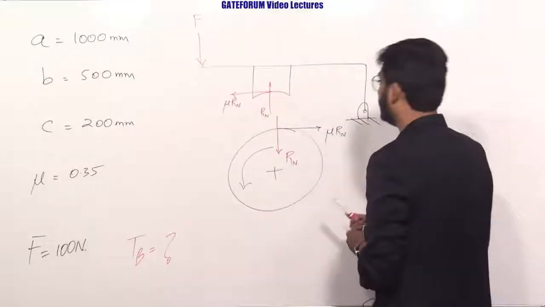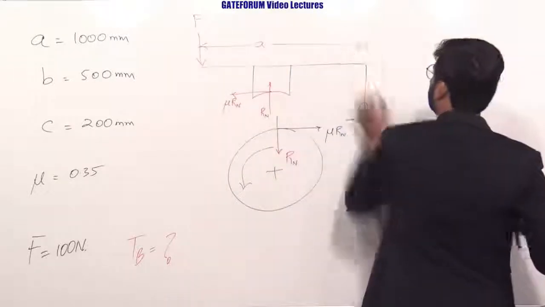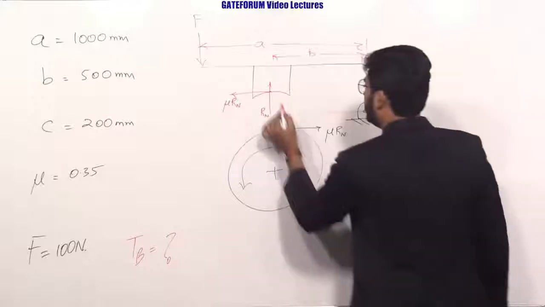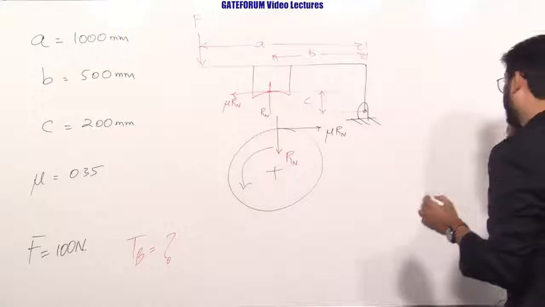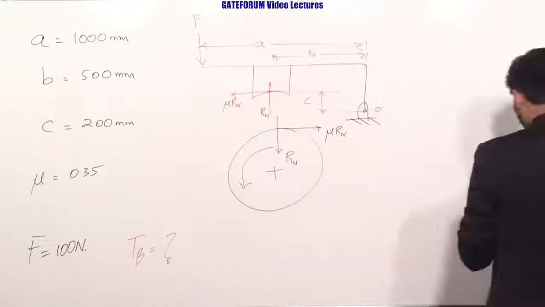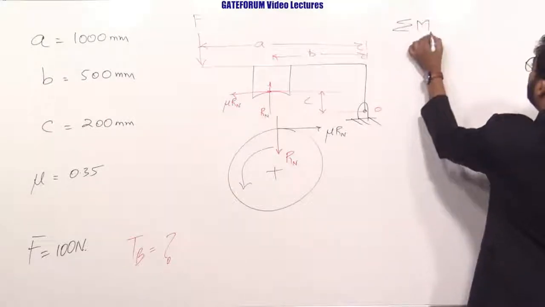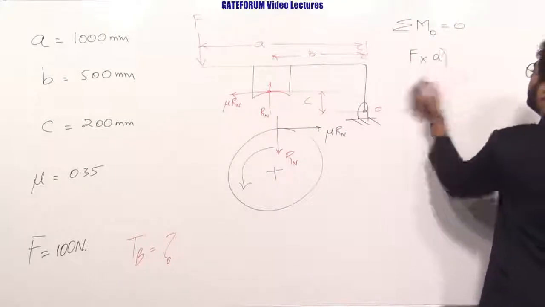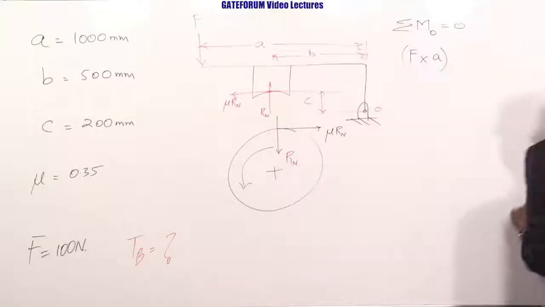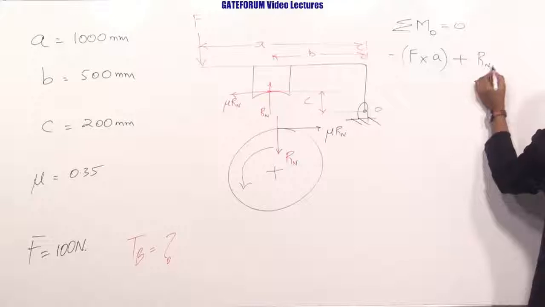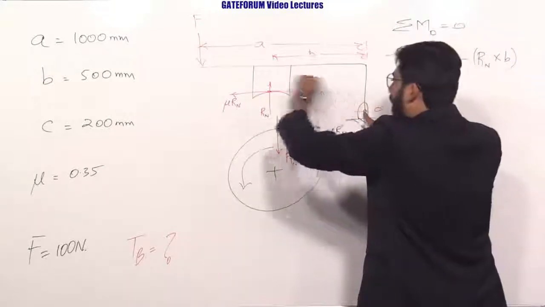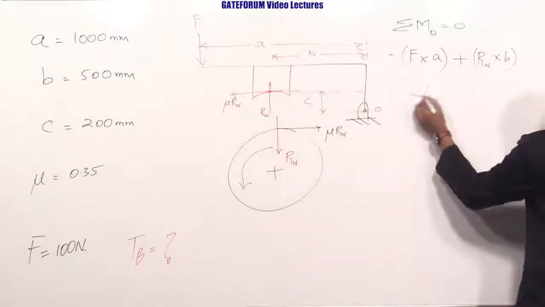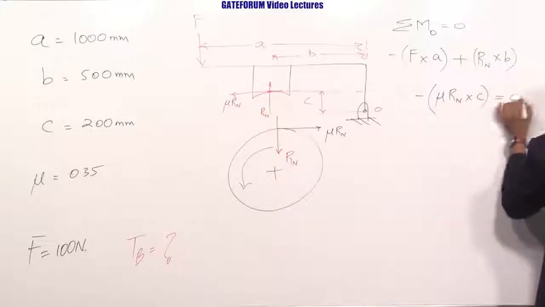So this dimension is A, this dimension is B, and similarly this is C. Now taking the moments about the hinge O: about O, F will be in anti-clockwise, that is F into A, and Rn will be in clockwise direction, so minus Rn into B. With respect to O, mu Rn will be in anti-clockwise direction, just extend this line and rotate it, so it will be plus mu times Rn into C, equal to 0.